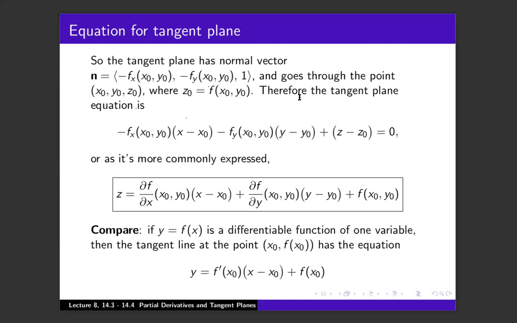Now, compare this for a moment to a function of one variable and its tangent line. The tangent line at the point (x naught, f(x naught)) has this equation: y is equal to f prime of x naught times x minus x naught, plus f of x naught. That's all it really is. And it's the same story. It very much looks like it's talking about the same thing. The derivative times x minus x naught, plus the derivative with respect to y times y minus y naught, plus the actual evaluation.